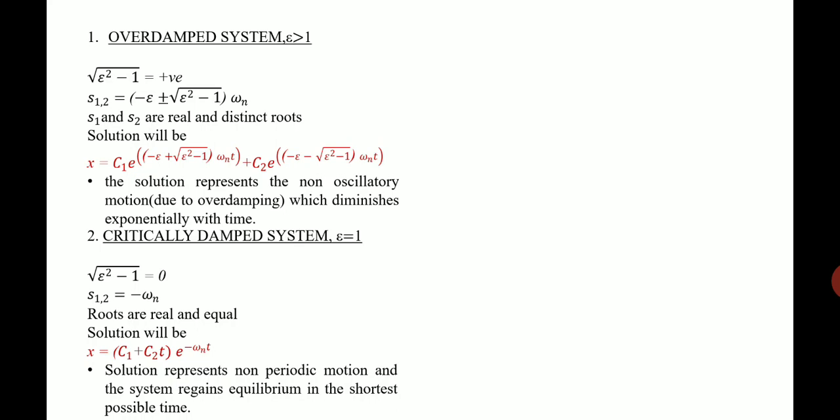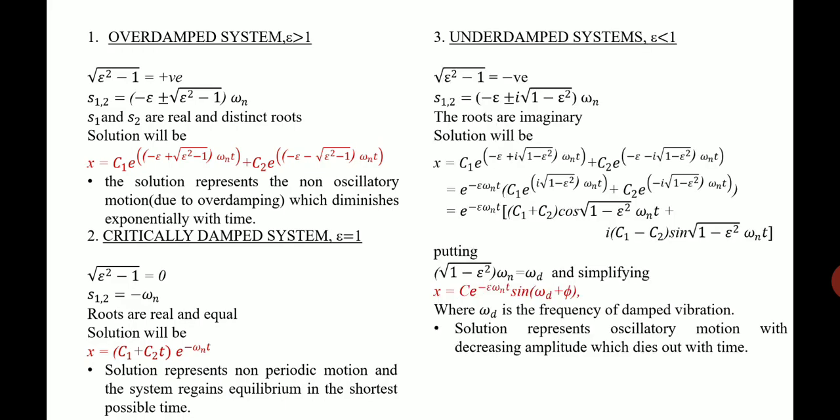The third system is called the underdamped system, which is the most common system we observe. In that case, root of epsilon square minus 1 is negative, because epsilon is less than 1. So the value inside the root will be negative, giving imaginary roots. So these roots are imaginary, and s1,2 can be written as minus epsilon plus or minus i into root of 1 minus epsilon square into omega n.